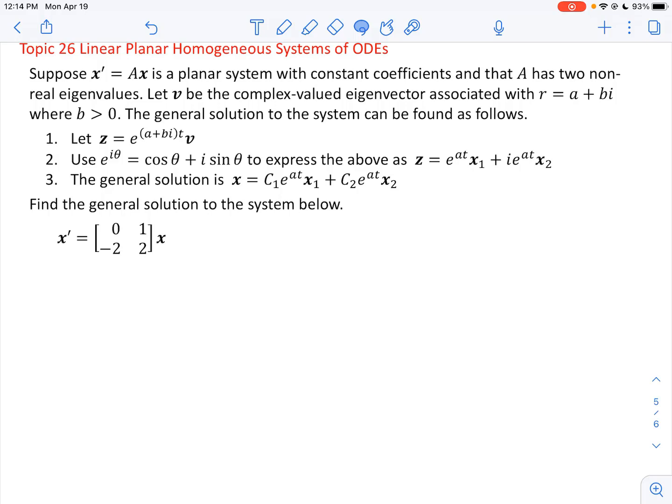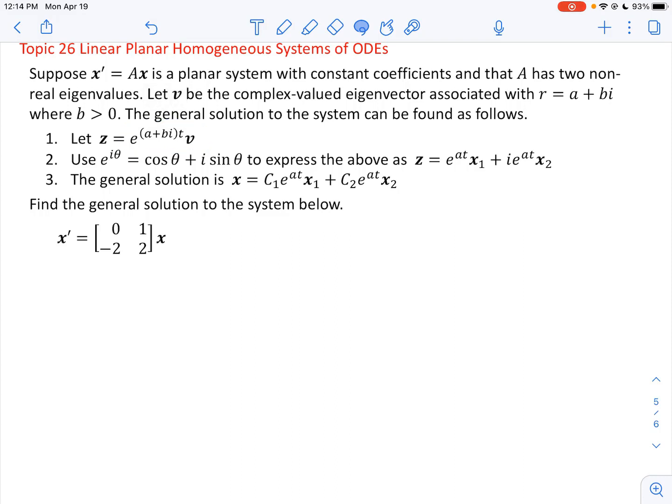Let v be the complex valued eigenvector associated with r equals a plus bi, where b is bigger than 0. So let's just focus on the eigenvalue with the plus, not the minus bi, and find an eigenvector that goes with it. Then the general solution will be found as follows. Step 1: we let z be equal to e to the eigenvalue times t, times its eigenvector. So it's the exact same setup we would do, except now we have complex valued eigenvalues and complex valued eigenvectors.